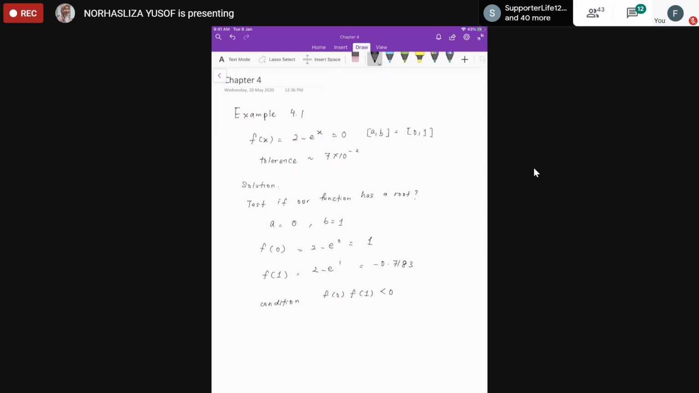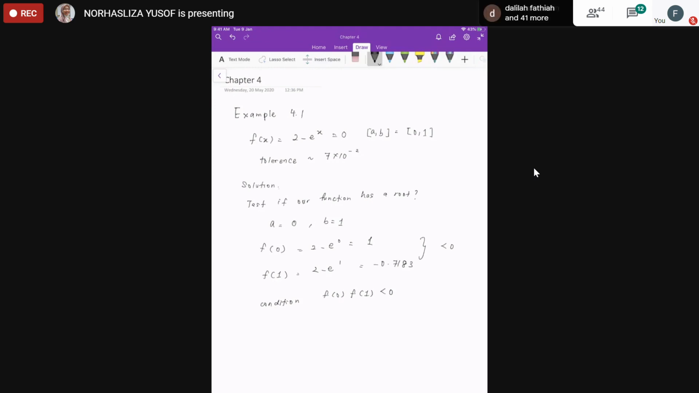Okay, so this is our condition. So we check these two. Is it less than 0? Yes, because we have negative for f(1). Okay, so you multiply these two, and you get that this is technically less than 0. So when you check this, then you start your bisection method.